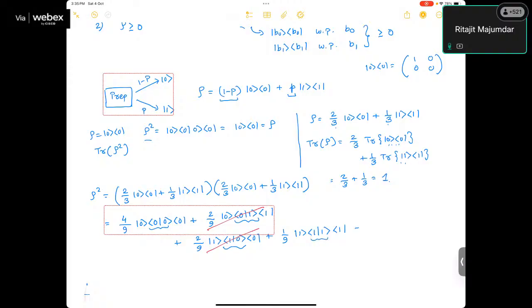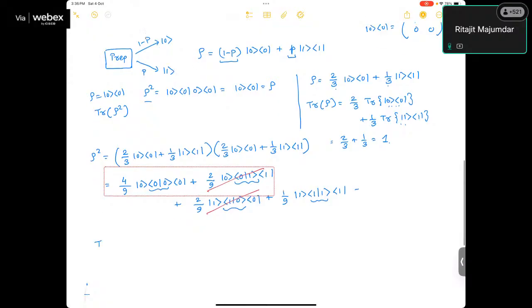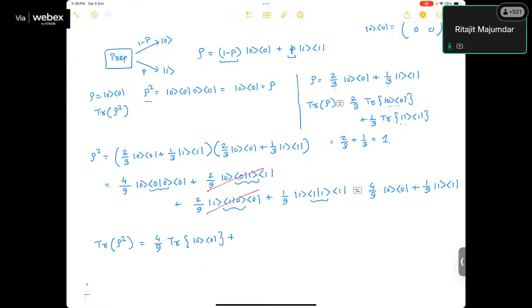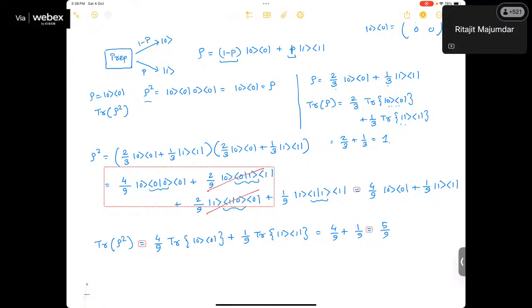So that means if I do the trace of rho square, it is essentially 4/9 |0><0| plus 1/9 |1><1|. And you can immediately see that this will become 4/9 trace of |0><0| plus 1/9 trace of |1><1|. So that's 4/9 plus 1/9, which is equal to 5/9. This is not equal to 1, and this is in fact less than 1.